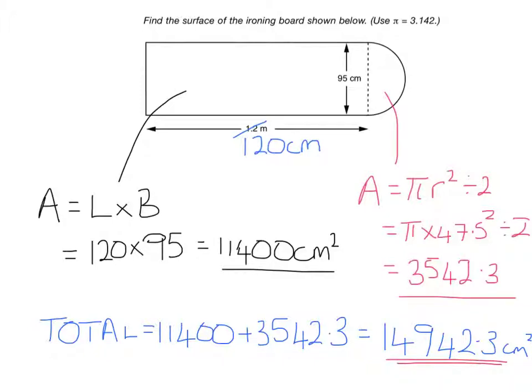So just to go over it very quickly again, first of all, we converted our units, so we made 1.2 metres into 120 centimetres, so just watch out for that and make sure our units are always the same. Then we worked out the area of our semicircle and the area of our rectangle separately, then we added them together to get our total area. Okay, so that's how we do that question.